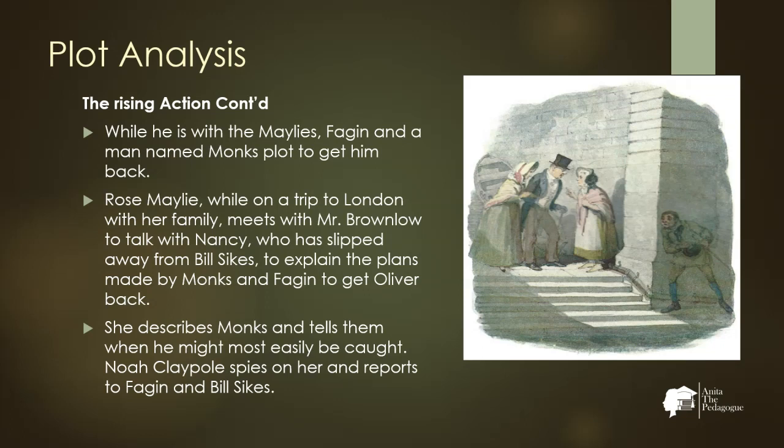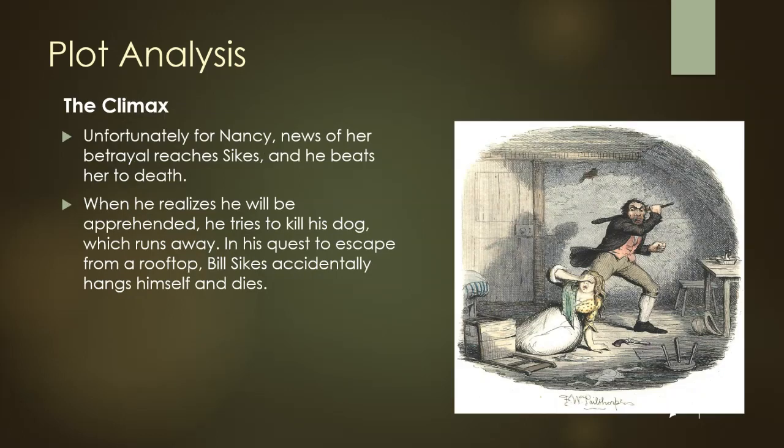However, by that time, Fagin and Bill Sykes have already noticed that Nancy had changed as she was giving information to the Maylies. So they set a spy, and the spy was Noah Claypole, who had already run away from Mr. and Mrs. Sowerberry together with Charlotte. So Noah Claypole goes to report to Fagin and Bill Sykes what he hears Nancy tell Mr. Brownlow and Rose. The story moves into its climax.